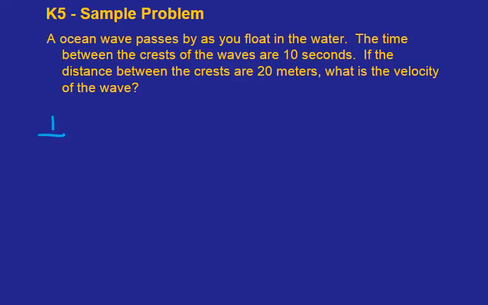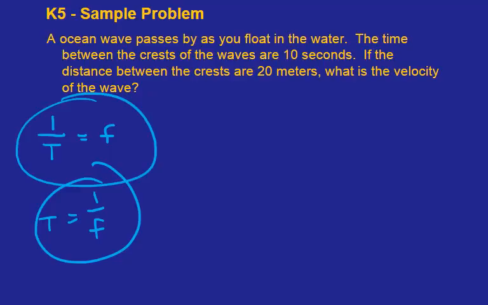We know that 1 over the period is frequency, and then period is 1 over the frequency. These are helpful too if you need to be able to go back and forth, which you need to in this one because it says that it takes 10 seconds for each wave. So you're going to need to find the frequency here so you can calculate the speed of the wave. So go ahead and pause the clip and do this one, and when you're ready to check, you can hit play.